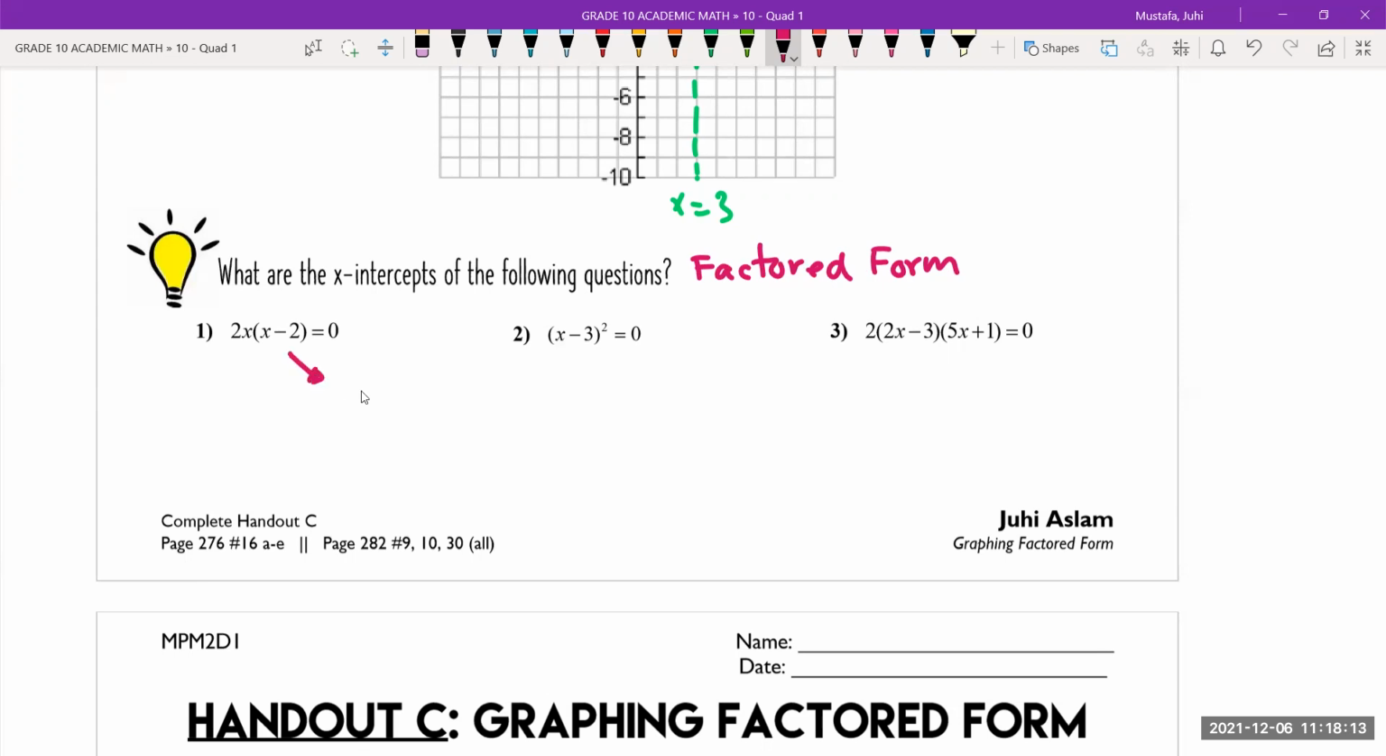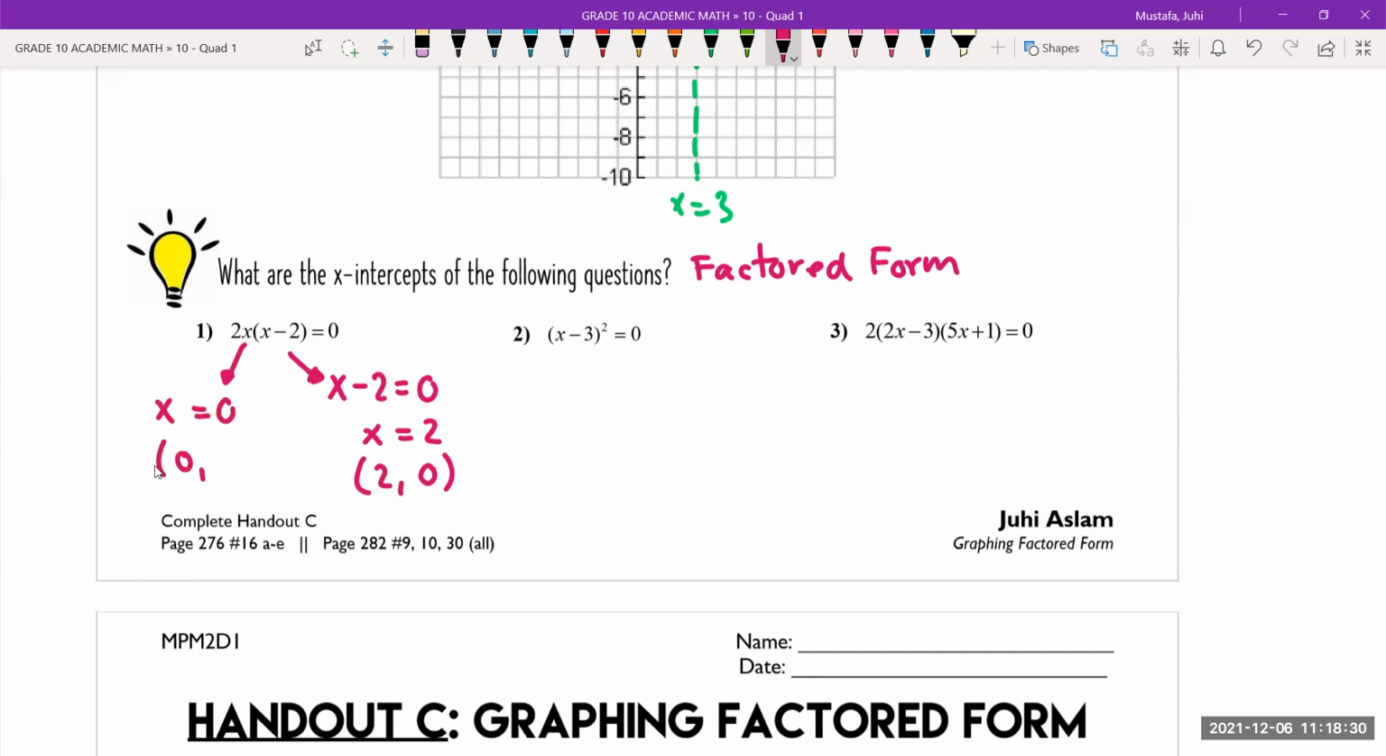Well, for this one, it's pretty straightforward. You're going to go x minus 2 is equal to 0. And then x is equal to 2. So your point here is going to be 2, 0. But how about this one? When you have no number attached to it, it's just a 0. So it's just going to be x is equal to 0.